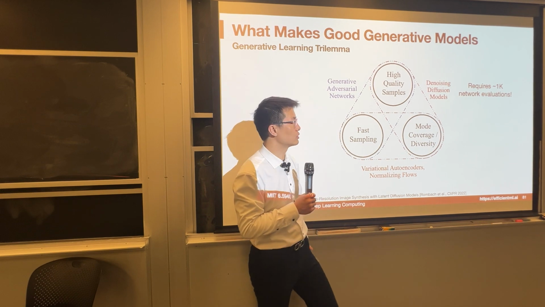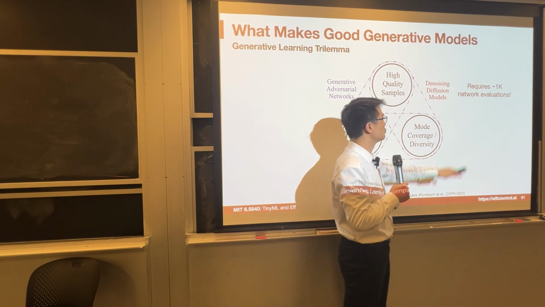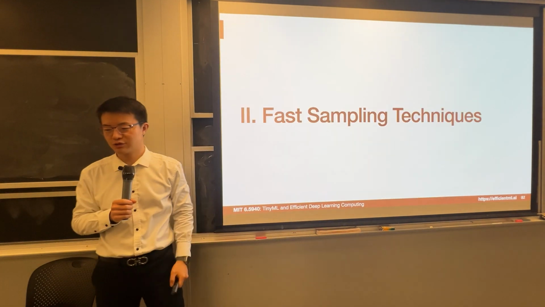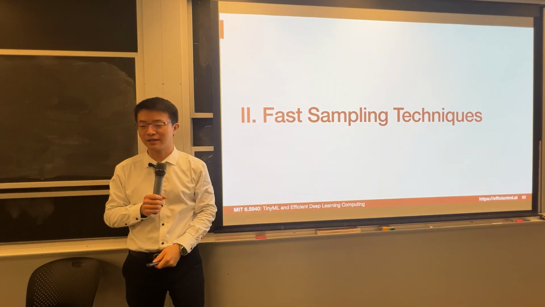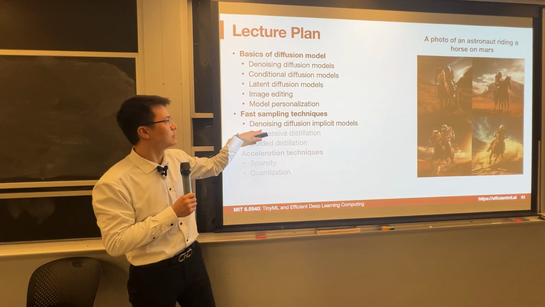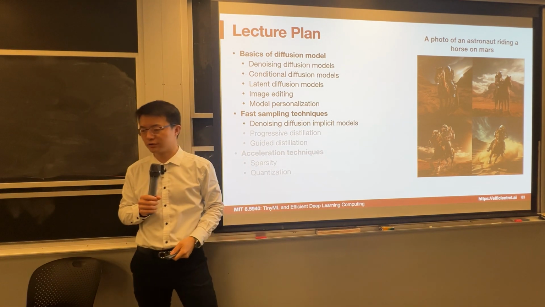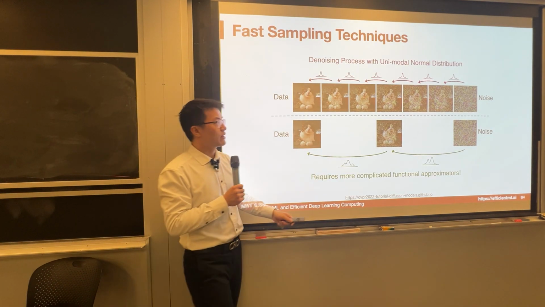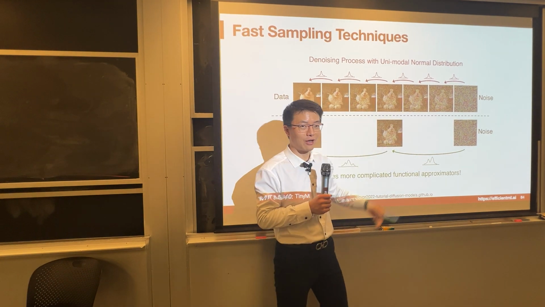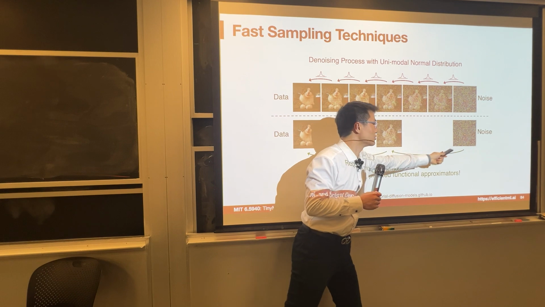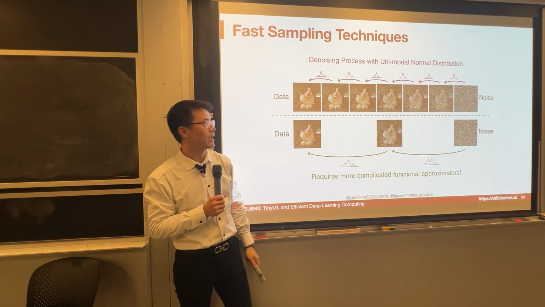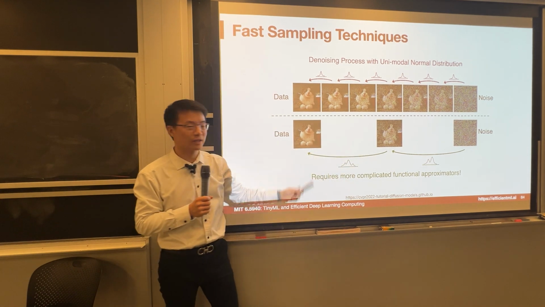Naively doing the vanilla version requires 1,000 iterations, lots of network evaluations. So let's talk about fast sampling techniques to make it faster. Let's first talk about DDIM, denoising diffusion implicit models. Rather than denoising a little bit at each step, can we have a larger step size? So directly skip the middle 2 steps, have the 4th step, skip another 2 steps, and directly get clean data.